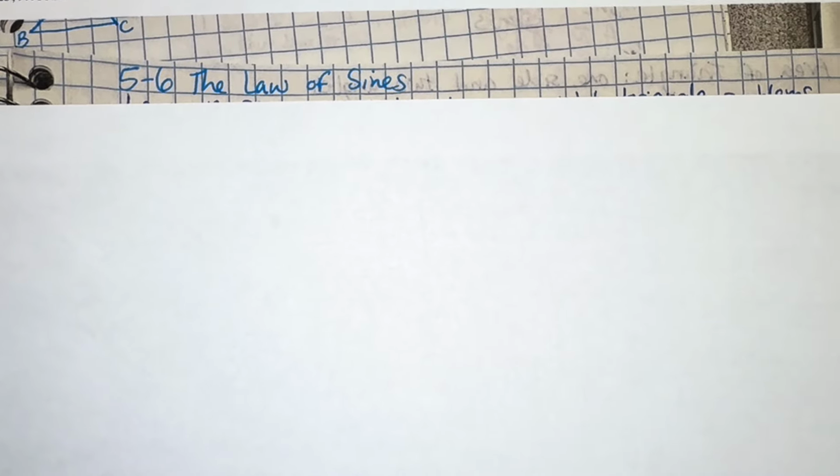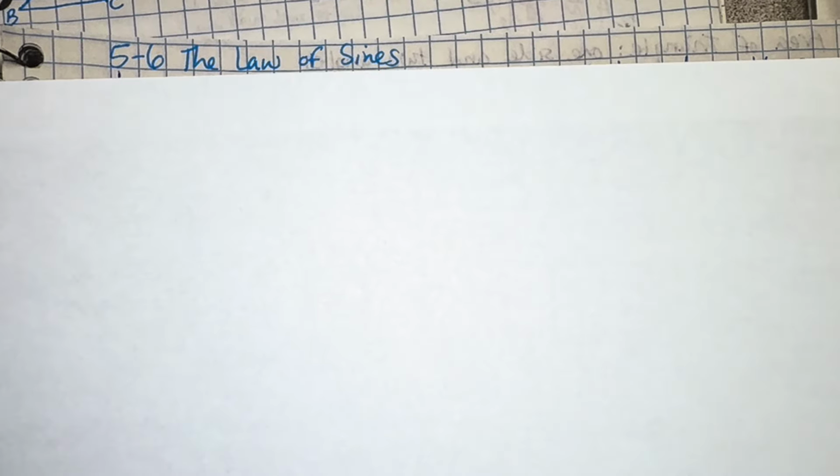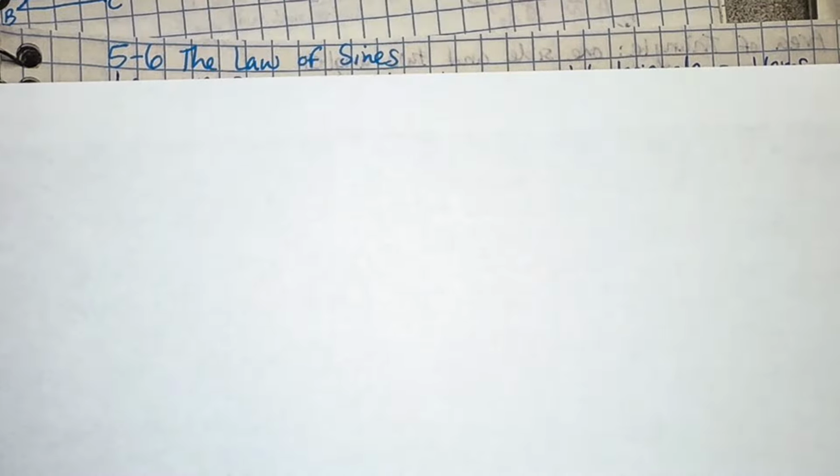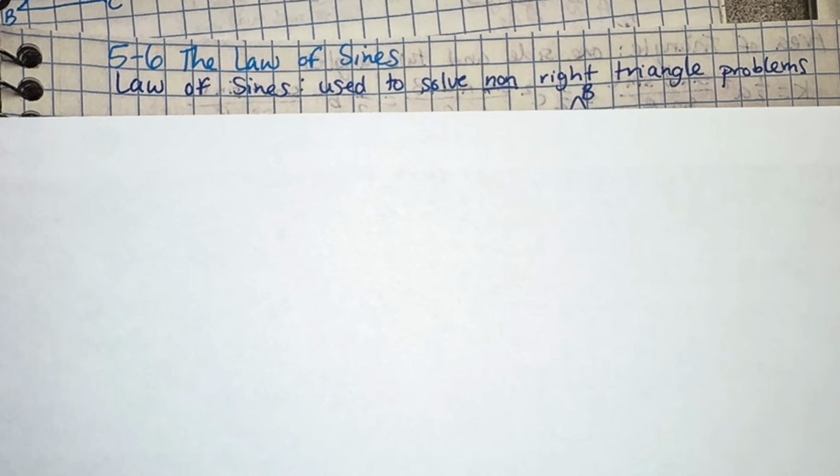For this lesson, we're going to talk about the law of sines. The law of sines is used to solve non-right triangle problems. So every problem we've done so far is if we have a right triangle. So now the law of sines is going to help us with what if we don't have a right triangle, how are we going to solve that?